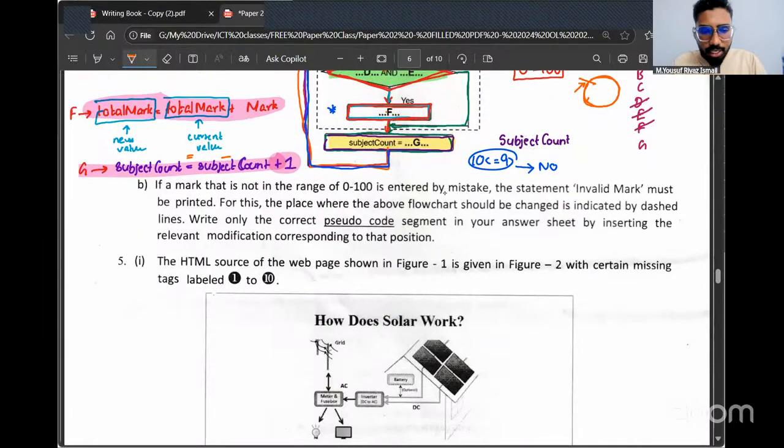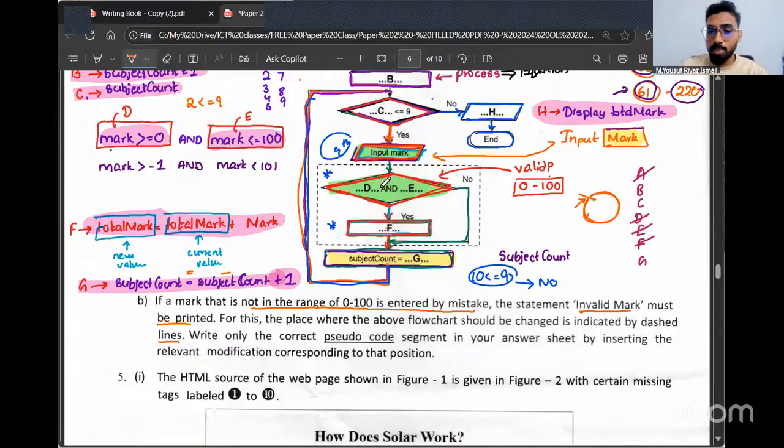If a mark that is not in the range of 0 to 100 is entered by mistake, the statement invalid mark must be printed. For this, the place where the above flowchart should be changed is indicated by the dashed line. If you had thought that this condition was used to check if the number is an integer or not, here again they're giving a hint that the circle portion represents where we check if the marks are between 0 to 100. If the marks are not in that range, you have to print the statement invalid marks.